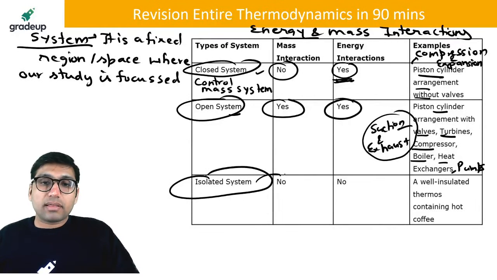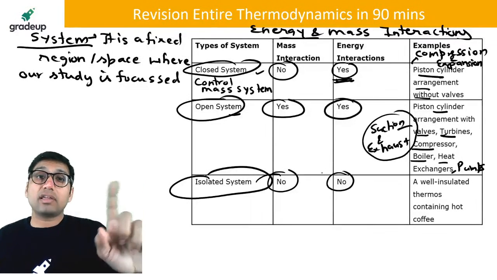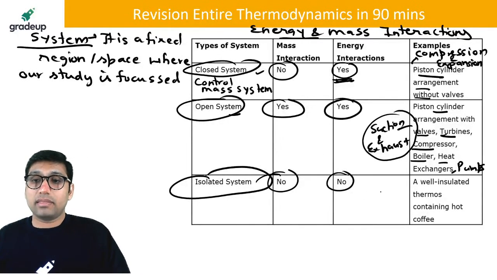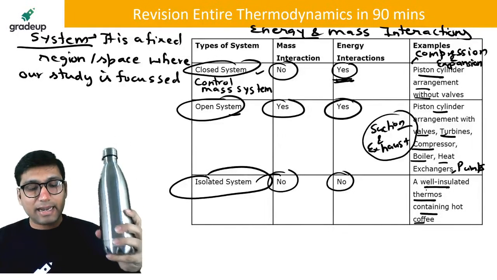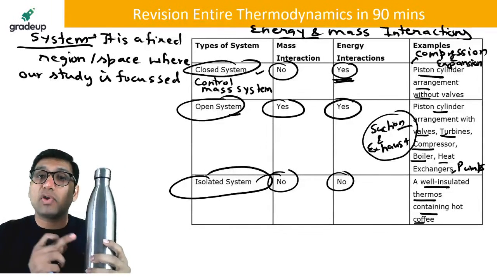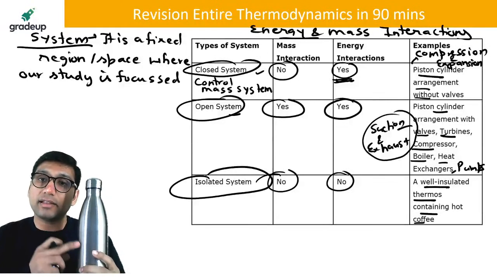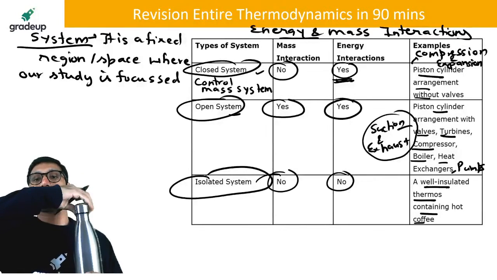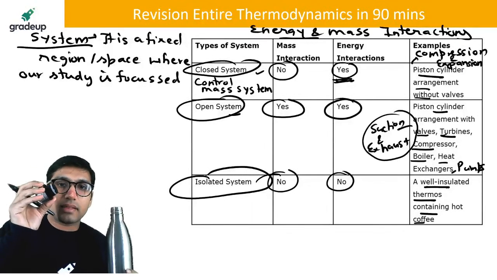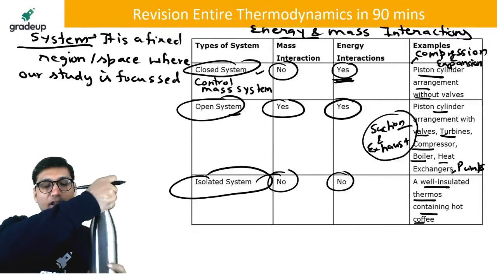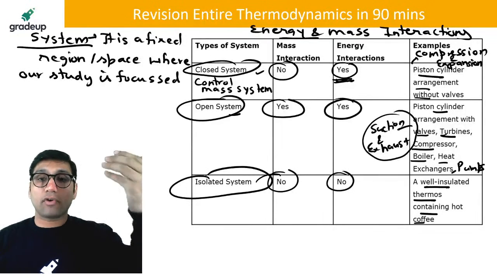And what is an isolated system? One in which neither mass nor energy interaction takes place. Nothing will take place. An example is a well insulated thermos containing hot coffee. You can keep your hot water, hot coffee, or hot milk inside this thermos flask for many hours, depending on the type of insulation. This is a cork which is providing the insulation inside the thermos flask, and because of that your water is able to remain hot for a long time.